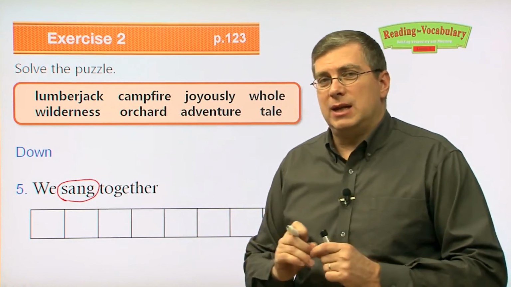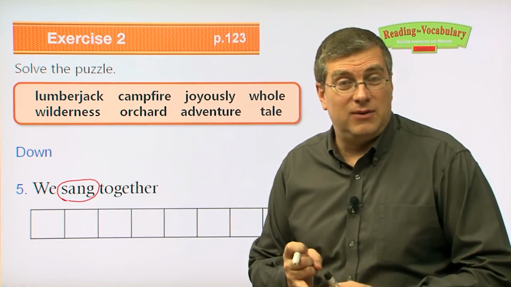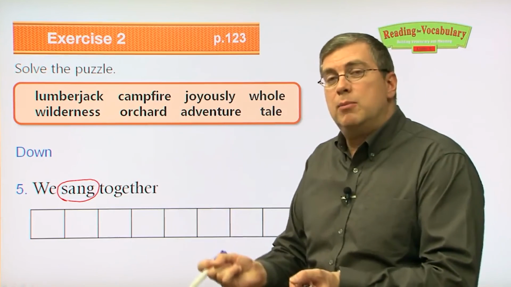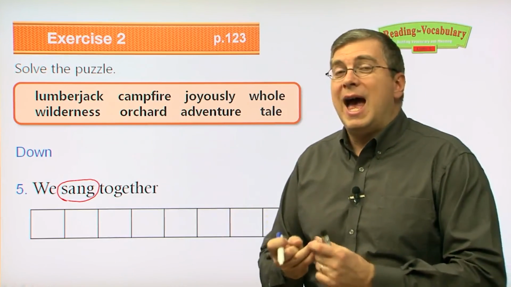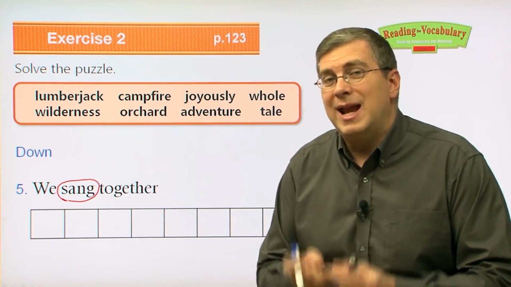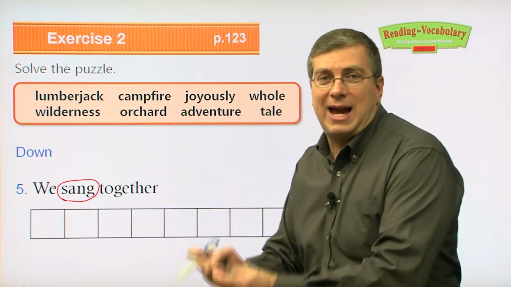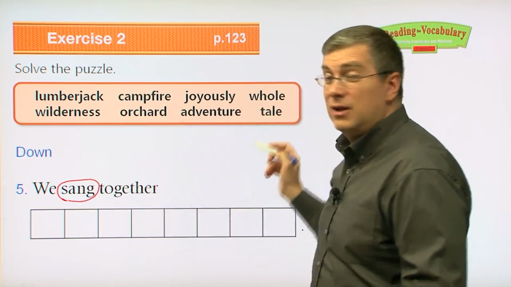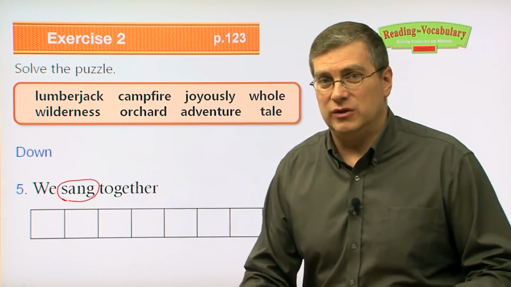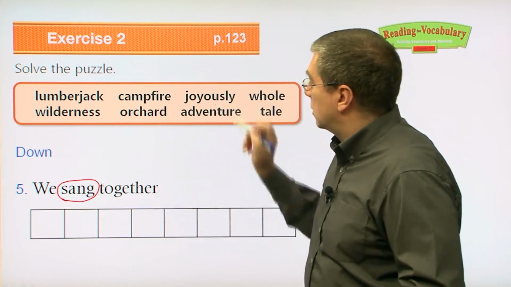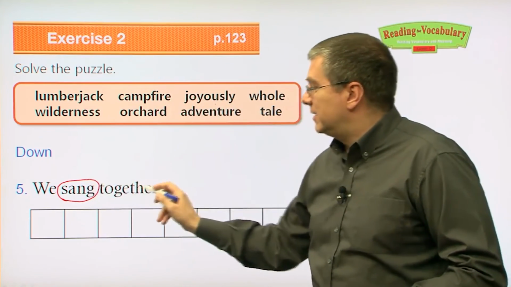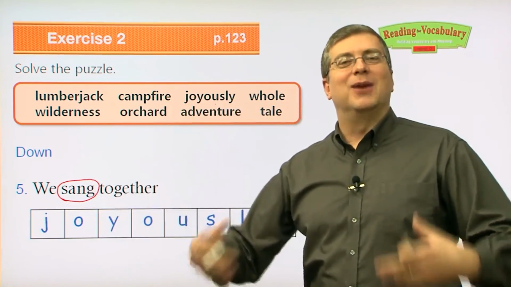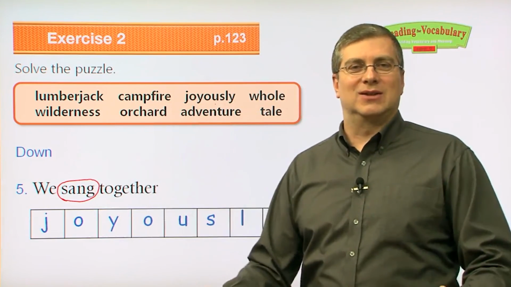And the examples I used were, you know, if you watch television and you're very happy, how do you watch television? If you read a book and it makes you feel happy, how do you read the book, right? How do you do these actions? How did you sing together? Which word tells us how did you sing together? Well, it would be this word right here, right? We sang together joyously. So we were very happy and we sang together joyously.